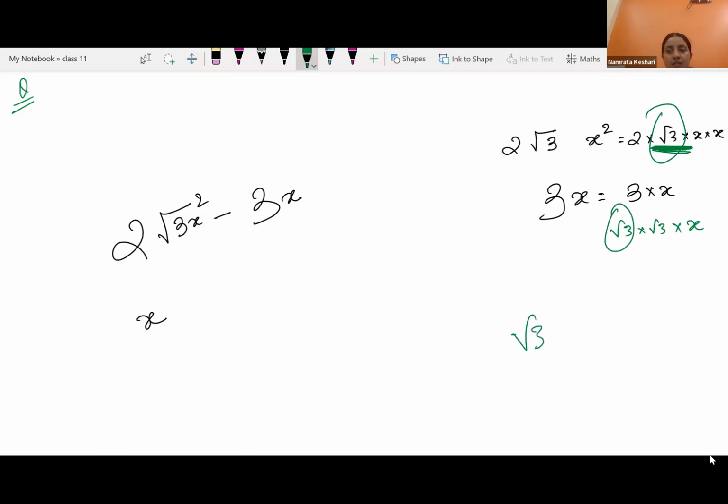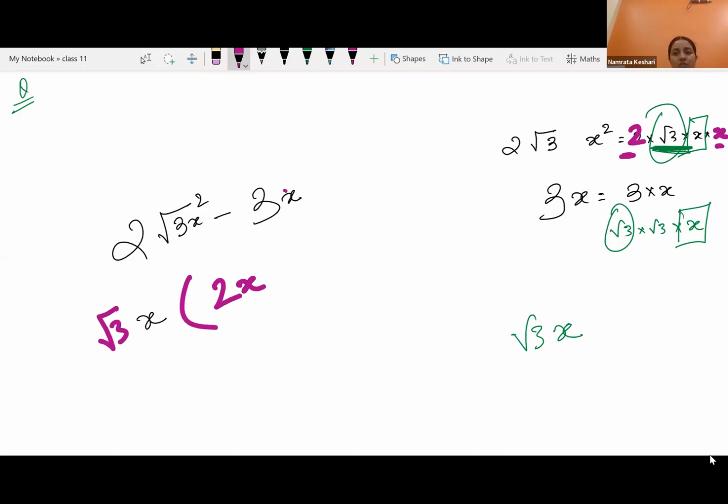Common is this one, and what else? x. Remaining is 2 over here, x over here. If we take root 3 x common, remaining is 2x over there, and here what is remaining? Just root 3 over here. Getting it? Yes, ma'am. Everyone, is it making sense?